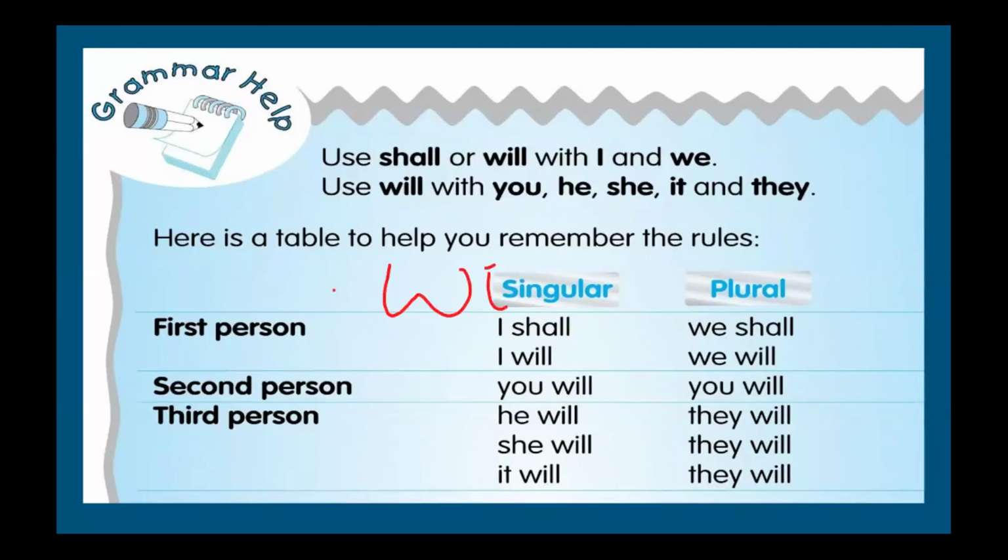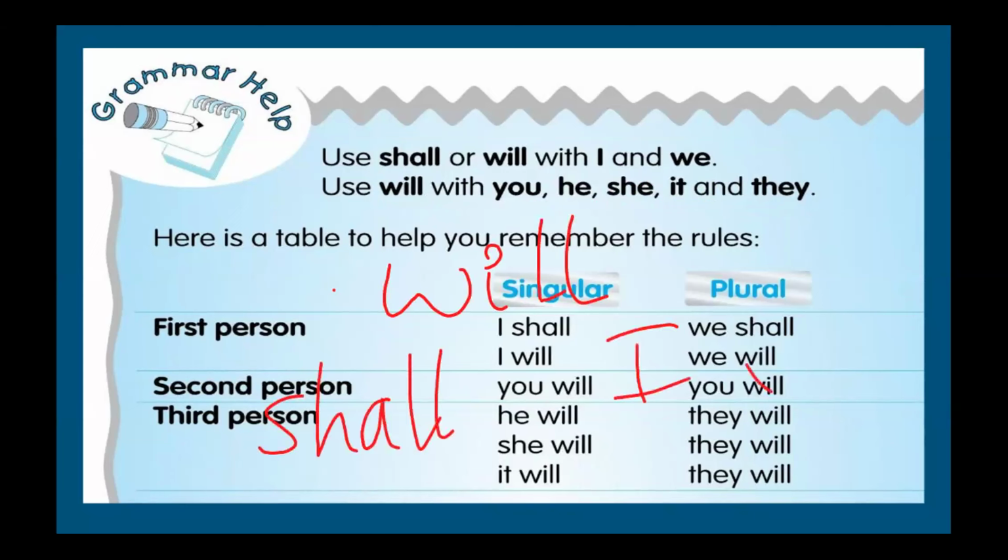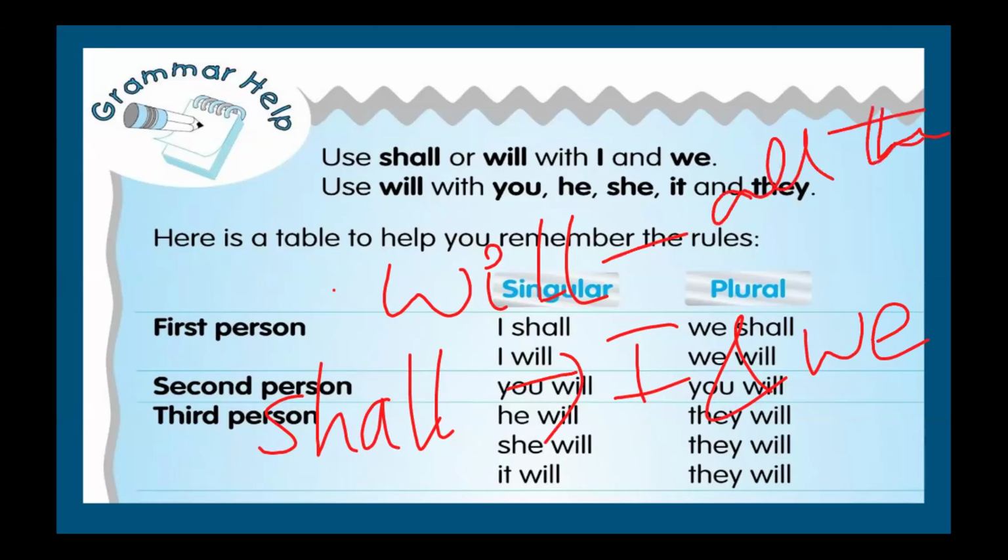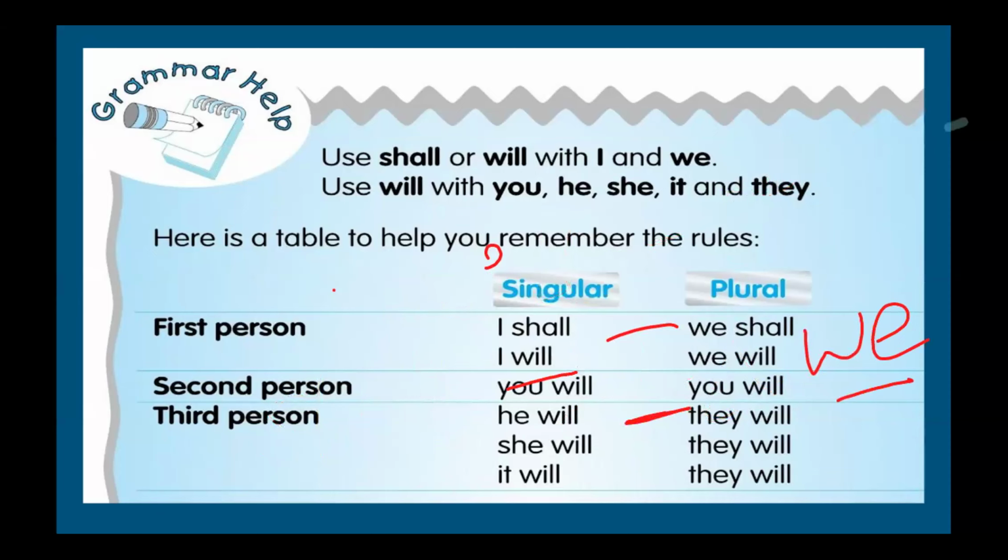One simple way to memorize is will हम सबके साथ use कर सकते हैं, सारे pronouns के साथ. But shall you're going to use with I and we pronouns. Remember this. Clear? You can use will with all the pronouns, he, she, it. All right. But shall you're going to use with I and we, these pronouns specifically.